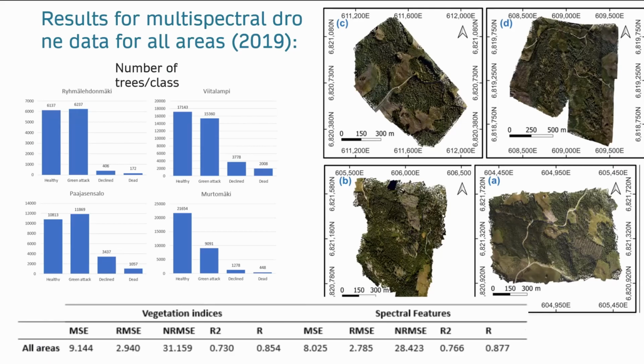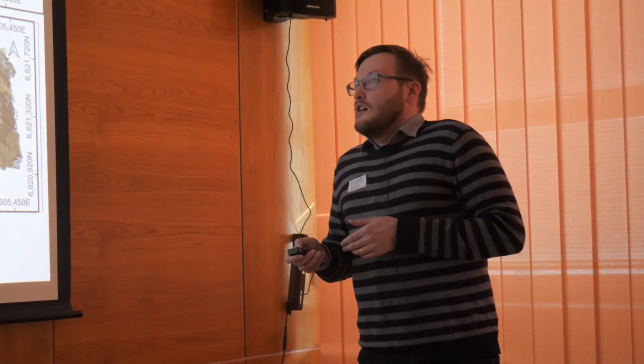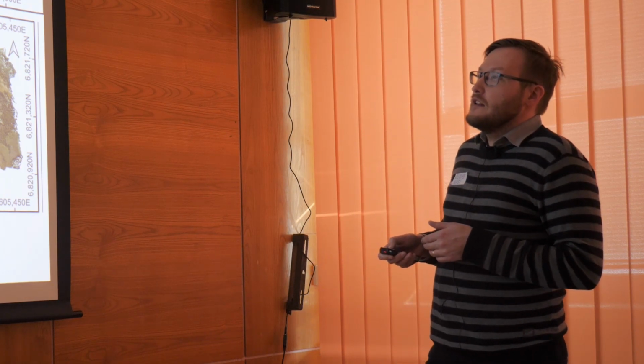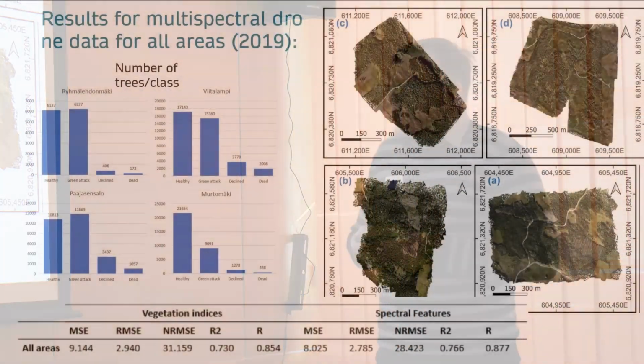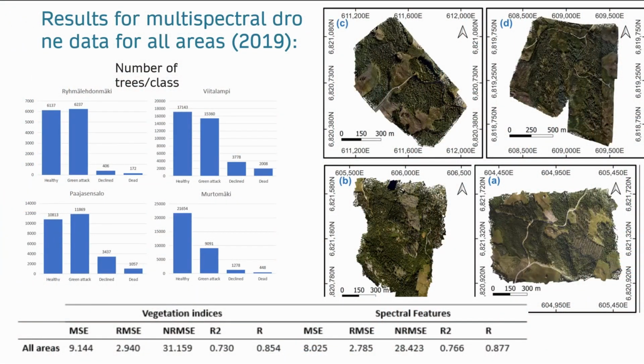RMSE was like 2.7, so it means that maybe some trees can be mixed between close classes, but it can't go from the dead to the healthy, but here it can have some kind of mixtures. Yeah, here we can also see that Ryhmälehdonmäki and Murtomäki were more healthy compared to these two, where there were more dead than declined trees already.